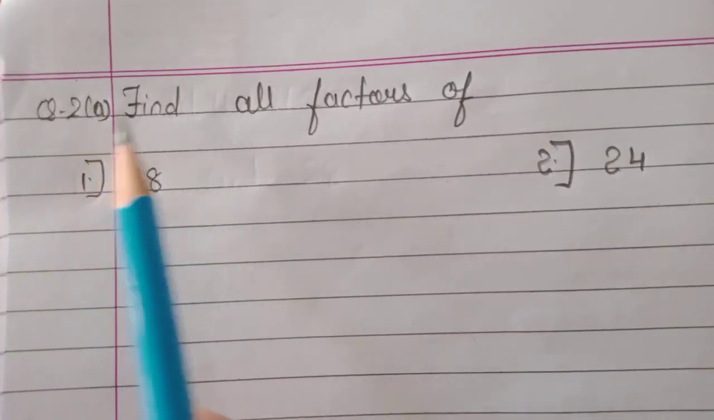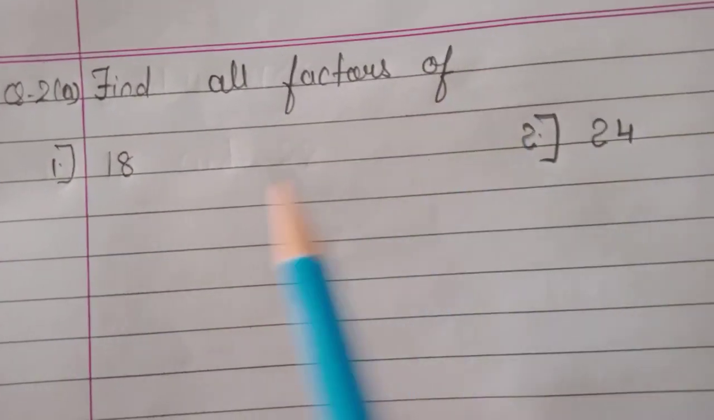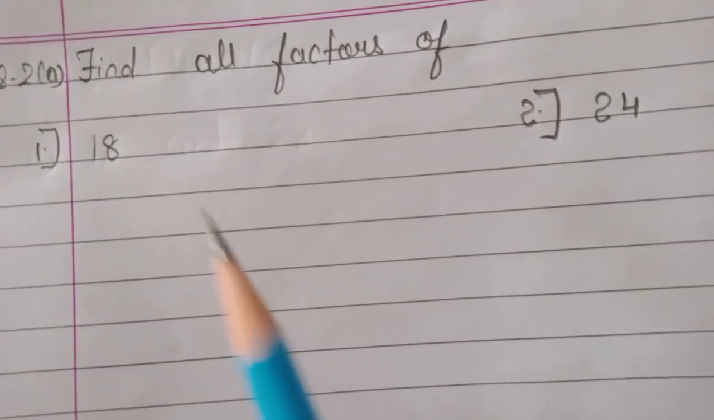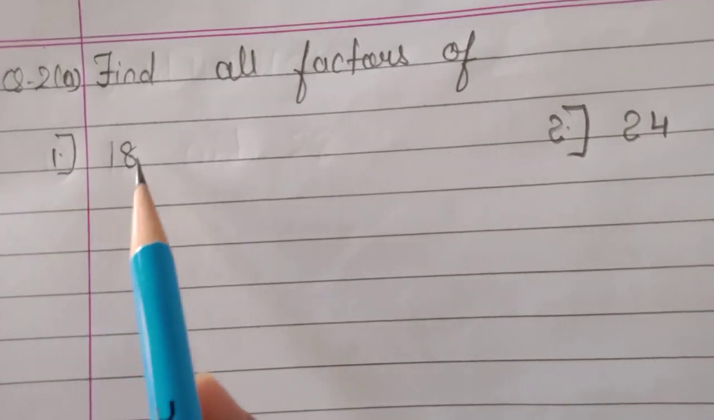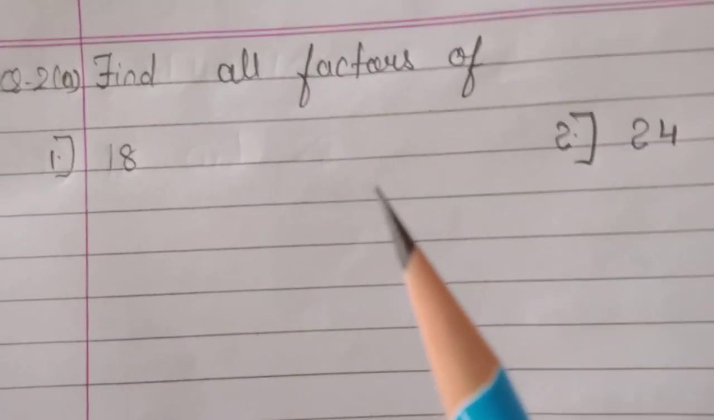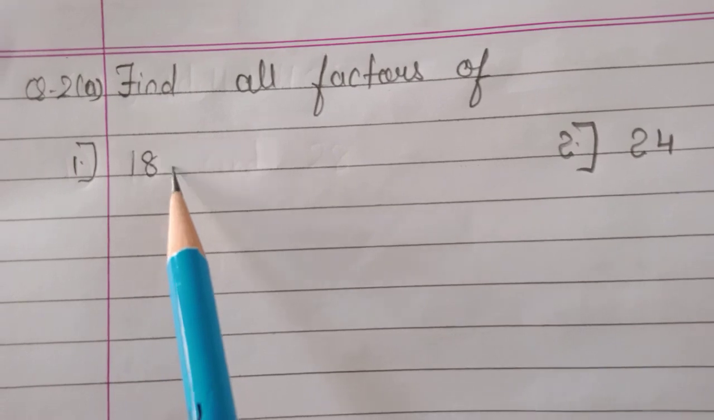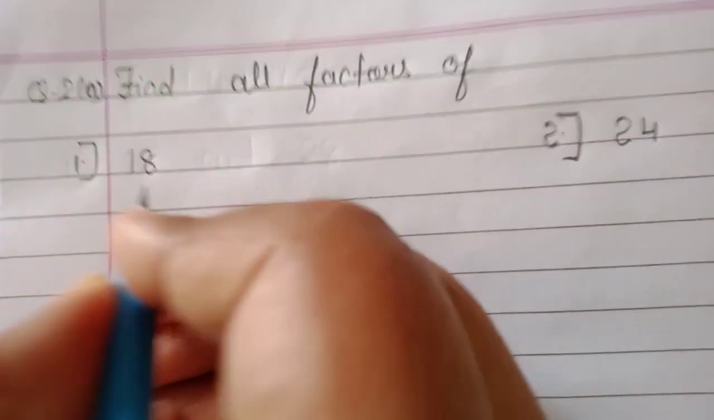Question number 2a. Find all factors of the number. So here we are going to find the factors of the number. How will we find the factors? We will see whether this number is coming in the table or not. Okay. So first is 18. So we will write here.